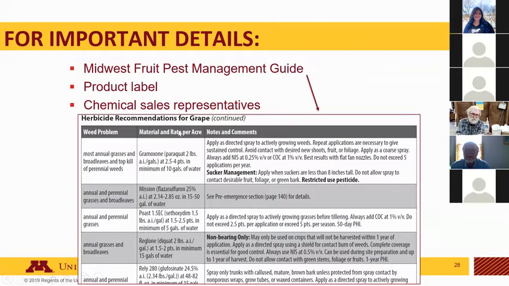So this is another screenshot out of the Midwest Fruit Pest Management Guide with herbicide recommendations for grapes. So we've got what type of weed does it control? What is the name of the material? What's the rate per acre? And then what are some important things that you need to know about that chemical before purchasing or spraying it?